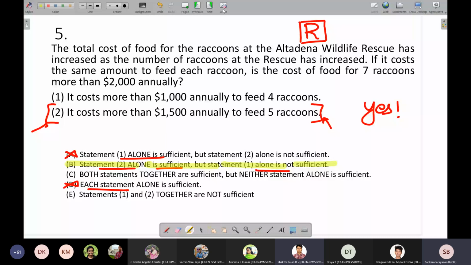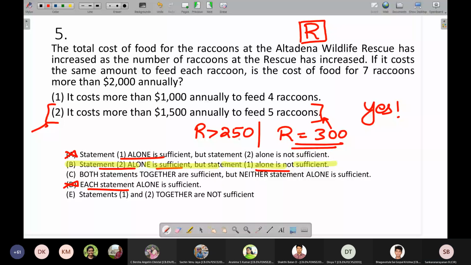See, the condition you have to satisfy is R should be more than 250. Correct? That is the condition you have to satisfy. I hope you missed the one part that I explained. R more than 250 means if I consider the cost of feeding one raccoon equal to 300, I am still satisfying the condition R is more than 250. Got my point? Then what will be the value for 7R? Tell me what will be 7R then? Greater than 2000. So in one case you told me greater than 2000, and in the other case you got it as less than 2000.